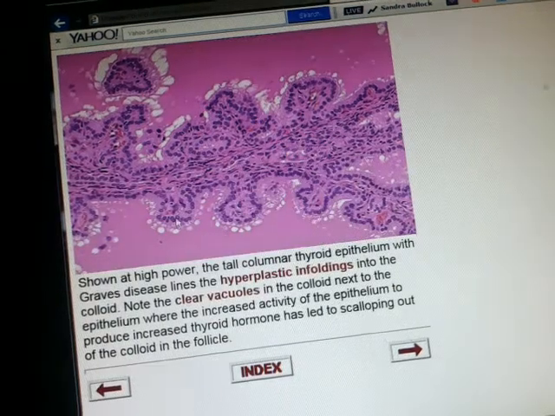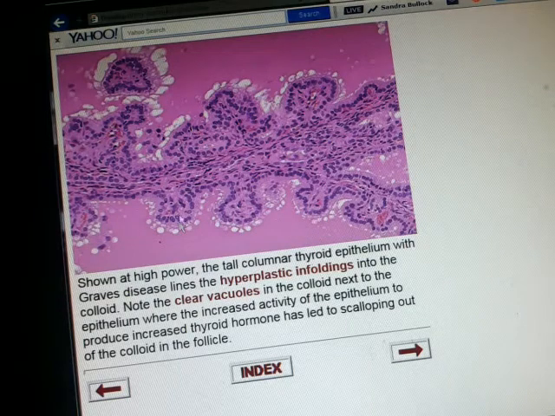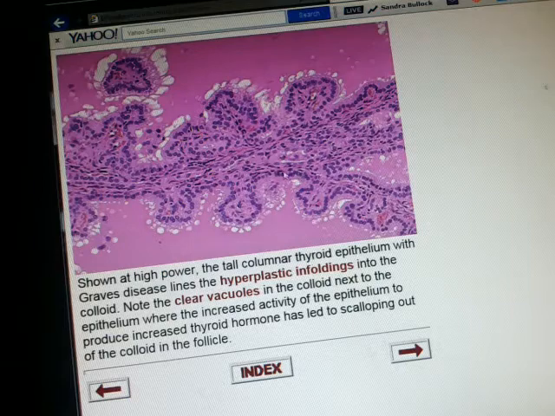This is a high power of the same disease, showing the hyperplastic enfolding of the epithelial lining here, and the columnar thyroid epithelium lining these frond or papillary-like projections.